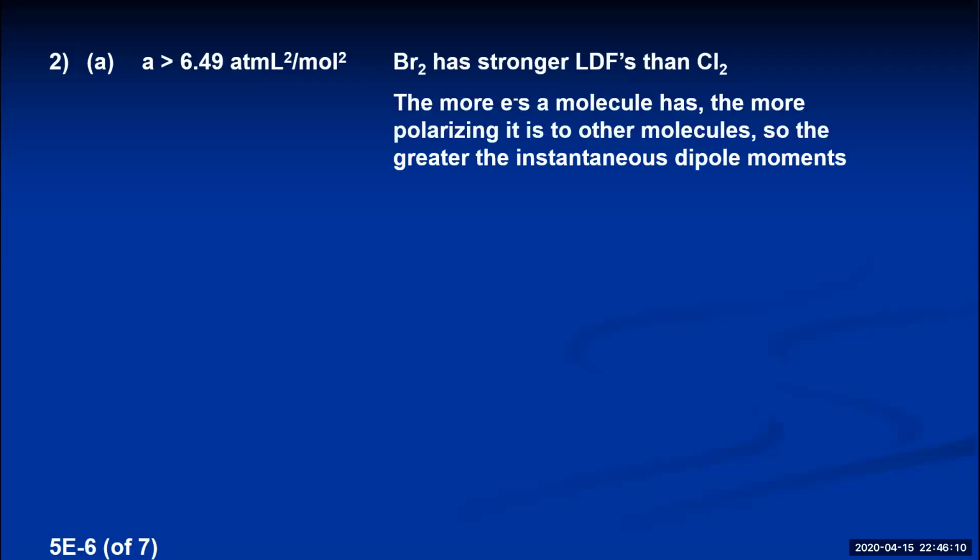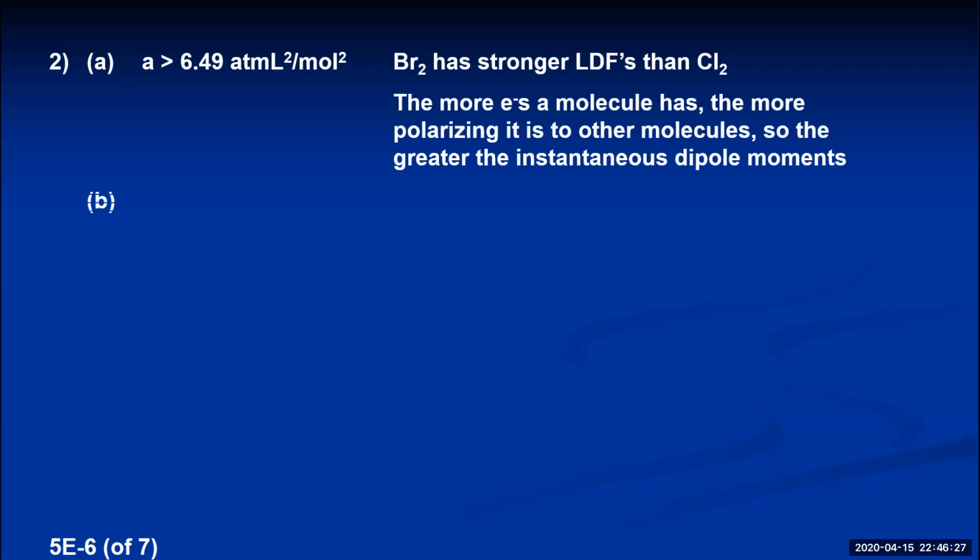So if you picked a number greater than 6.49, that would be acceptable. What's the reason for that? Well, bromine has stronger LDFs than chlorine does, and the more electrons a molecule has, the more polarizing it is to other molecules. The greater the instantaneous dipole moments, the greater the attractions. So bromine gas would need to have a bigger A value in order to correct for its stronger intermolecular attractions.